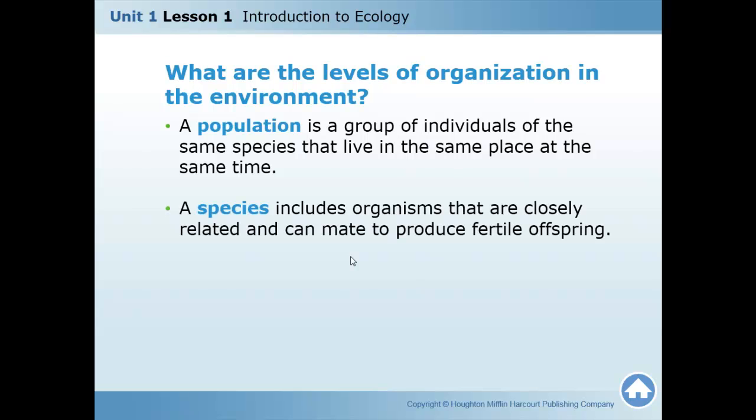Okay? What is the meaning of the word species? It means a group of organisms of the same type, including organisms that are closely related and can mate to produce fertile offspring. Okay, like a group of monkeys, a group of birds, a group of tigers, a group of lions, and so on.